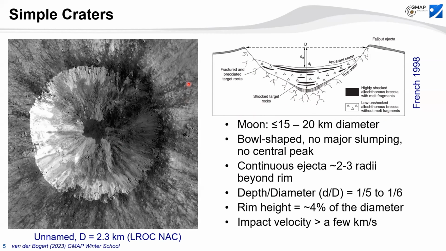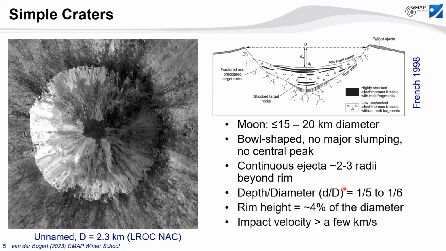You can't see it in this picture, but we'll see in another picture that there is ejecta about 2 to 3 crater radii beyond the rim. When it's fresh, you'll be able to see this. If it's an older crater that gets degraded, it's going to be harder over time to see it.